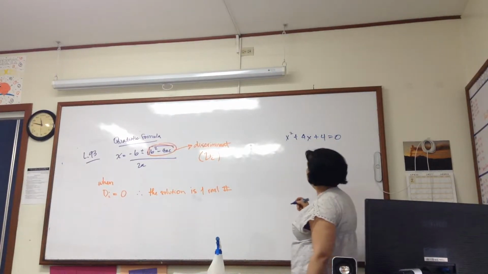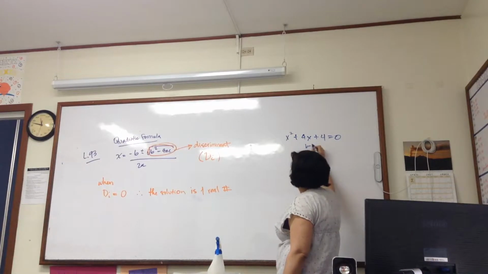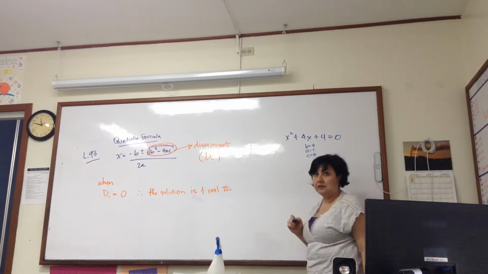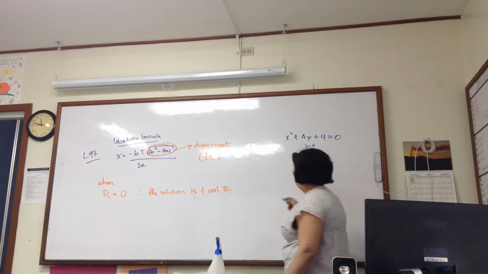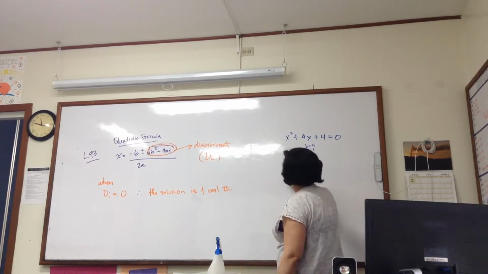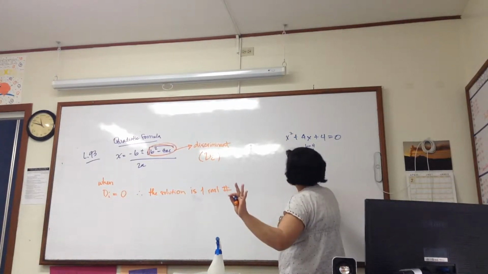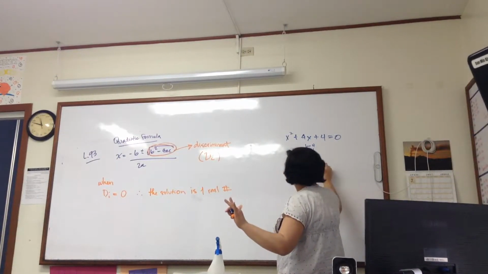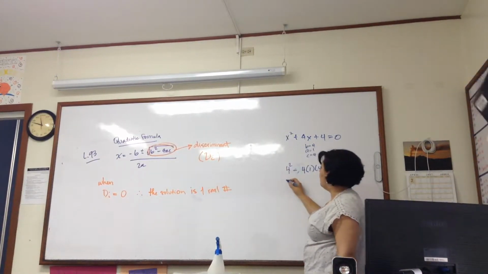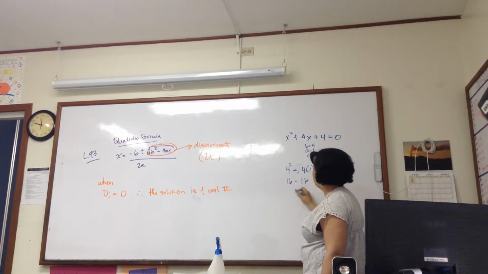If I stick that in here, b would equal 4, and a will equal 1, and c will equal 4, correct? And then we only do the discriminant, so we leave out the rest. We do b squared minus 4ac: 4 squared minus 4 times 1 times 4. That gives us 16 minus 16, which equals 0.